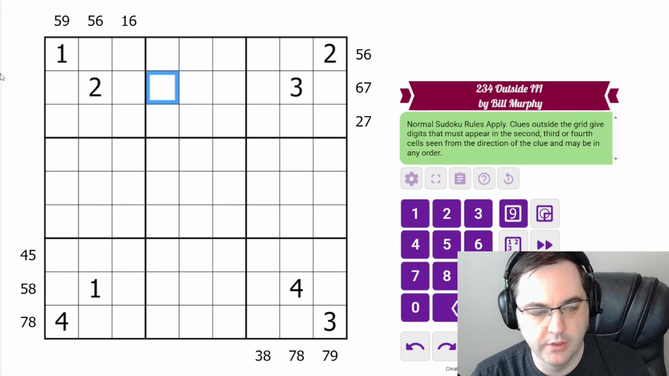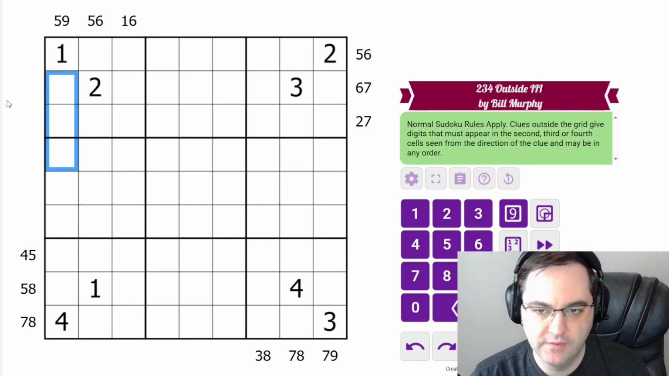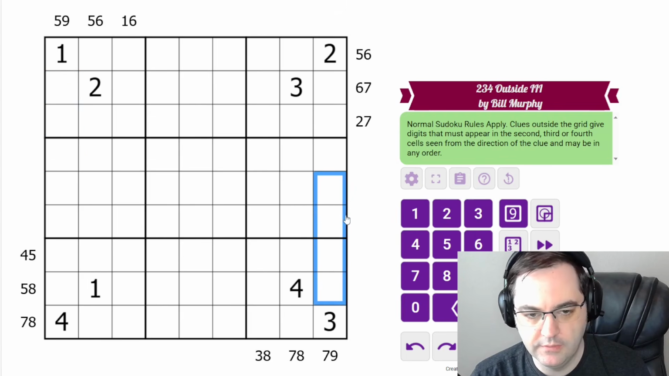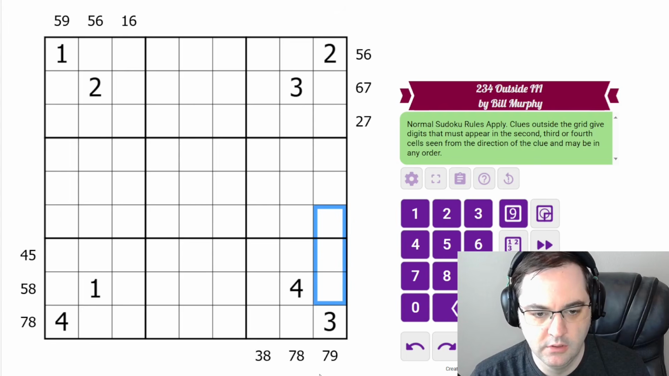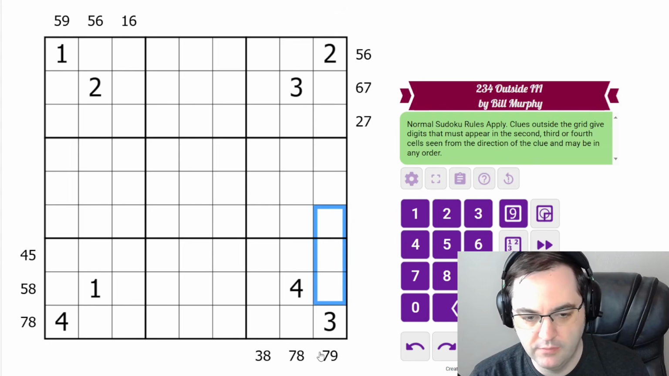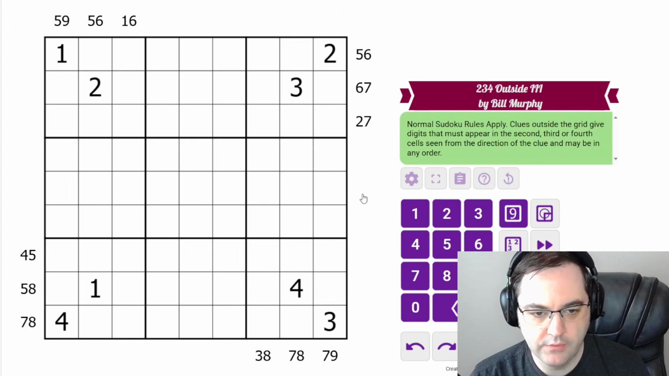For example, in column 1, we have a 5 and a 9. Those digits must appear in the second, third, or fourth cell from the clue. So these 3 cells in the case of the 5-9 clue, these 3 cells in the case of the 7-9 down here, the second, third, and fourth away from the clue. And those are the rules. So let's get started up here.